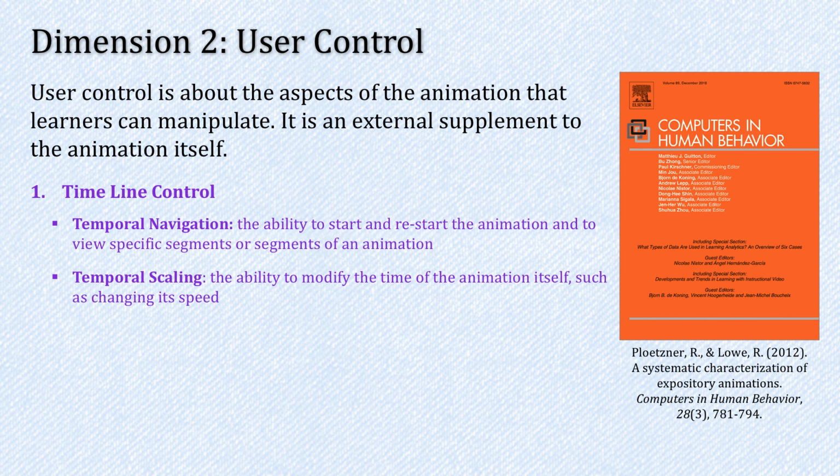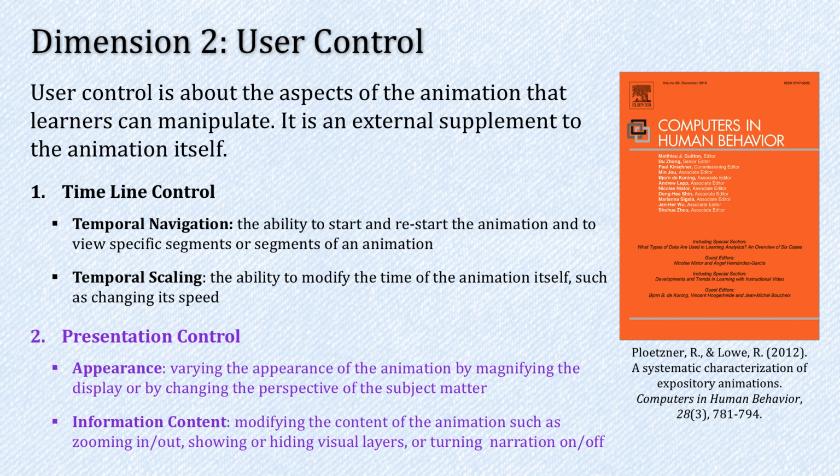So first and foremost, you have timeline control, and they break that into temporal navigation and temporal scaling. Temporal navigation is the ability to start and restart the animation and to view specific segments of an animation. Temporal scaling, on the other hand, is the ability to modify the time of the animation itself, such as changing its speed.